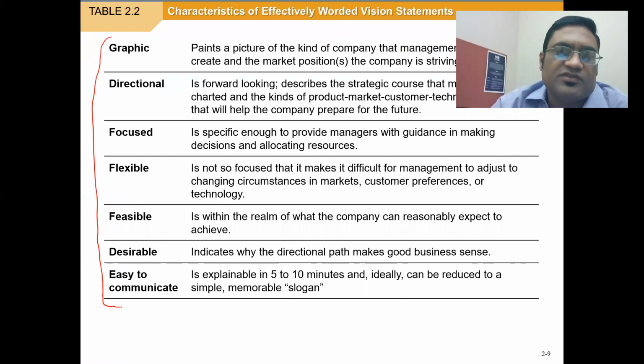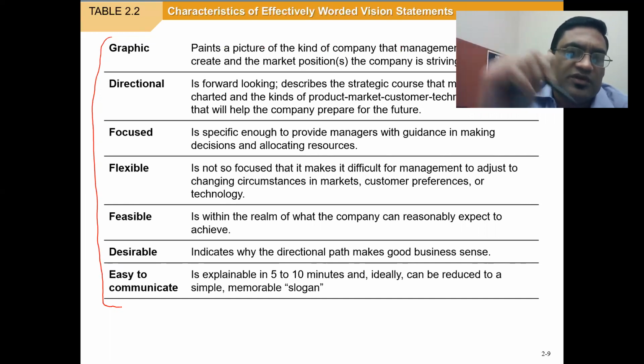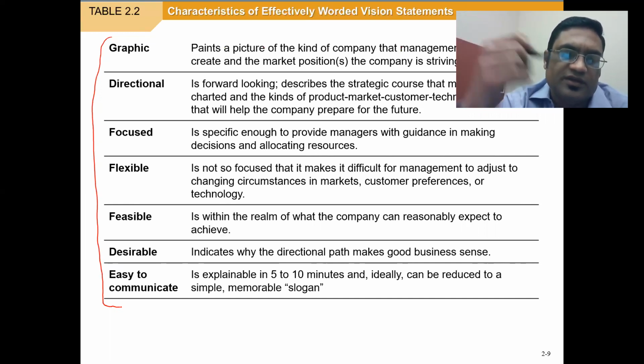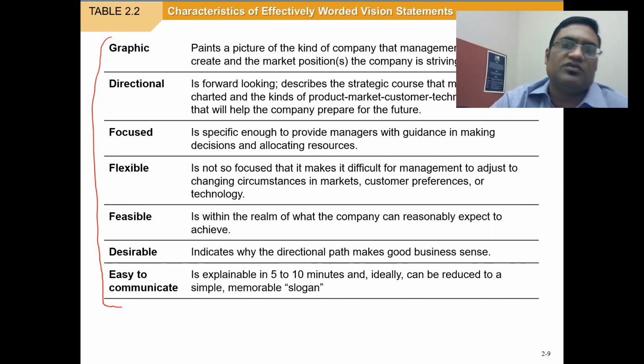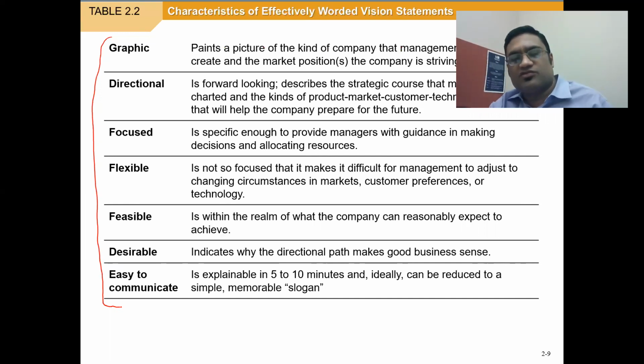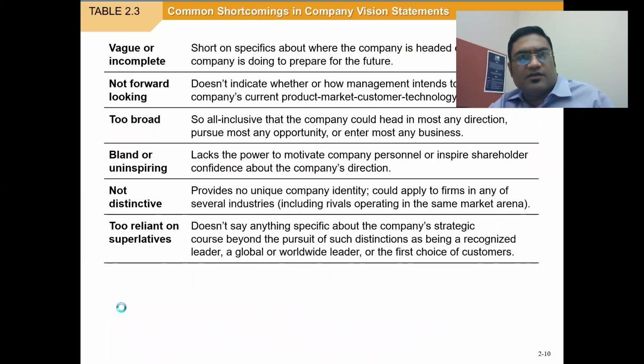As I mentioned, changes could happen. You need to be able to accommodate those changes or react to it or take advantage of it. Feasible, you should be able to do it. Desirable, you want to do it. Easy to communicate, meaning you don't have to have a 500-page book to explain it to people. If it's a slogan, it's even better. A jingle, something like that, even better.